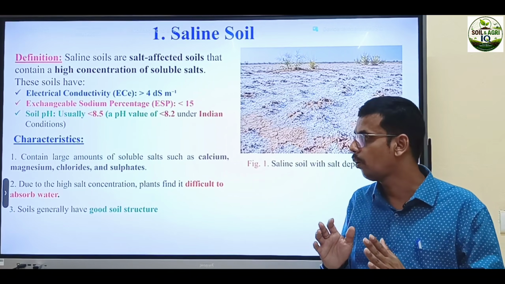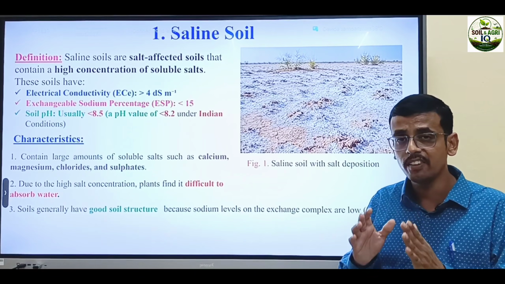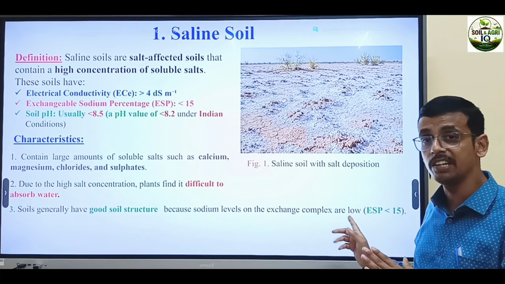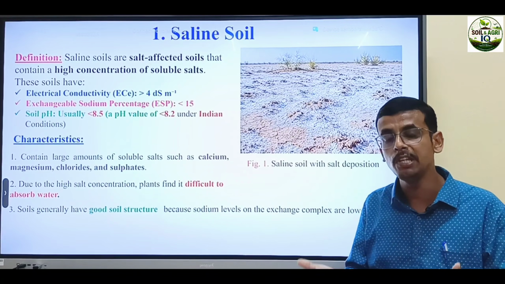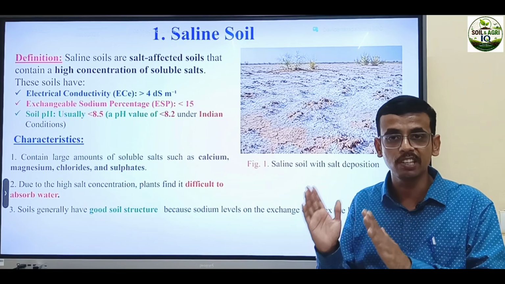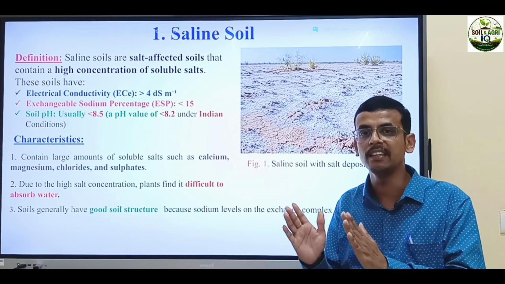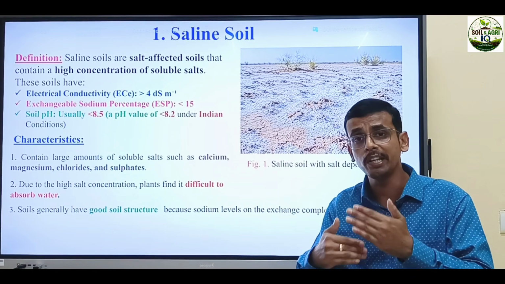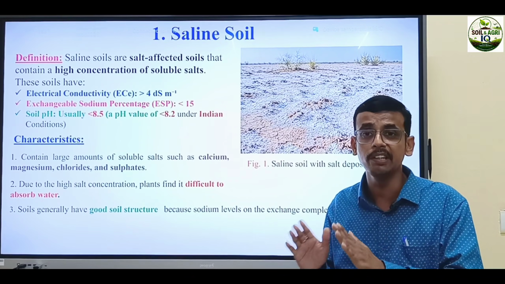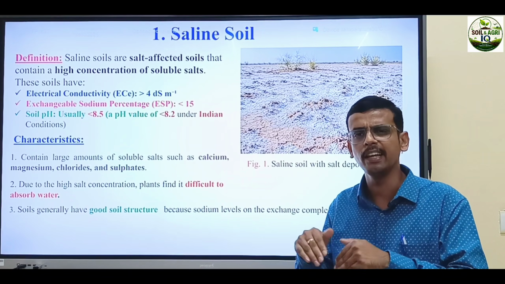Third one, the soils generally have good structure. Why? Because the ESP, that is the exchangeable sodium percentage, is less than 15 in such soil. What is the meaning of this? It means the exchange complex of this soil is not dominated by sodium. They contain mostly calcium and magnesium. If sodium is dominating, sodium is a deflocculating agent, a dispersing agent, and it causes the destruction of the soil aggregates and there is a poor soil structure.